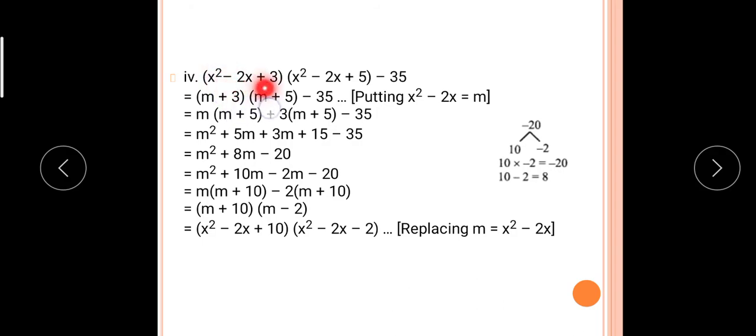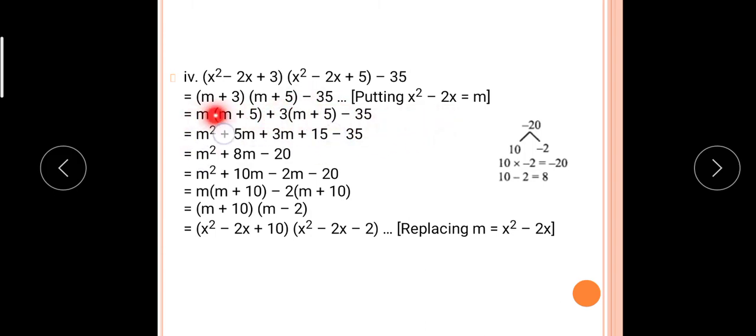Now question number 4: (x square minus 2x plus 3)(x square minus 2x plus 5) minus 35. So firstly substitute the value of x square minus 2x as m. See, in both brackets it is the same. So after substituting x square minus 2x equal to m, you will get the expression (m plus 3) in one bracket and (m plus 5) in another bracket minus 35. Now m plus 3 and m plus 5, how to solve? m in one bracket (m plus 5) and plus 3 in another bracket (m plus 5) minus 35.